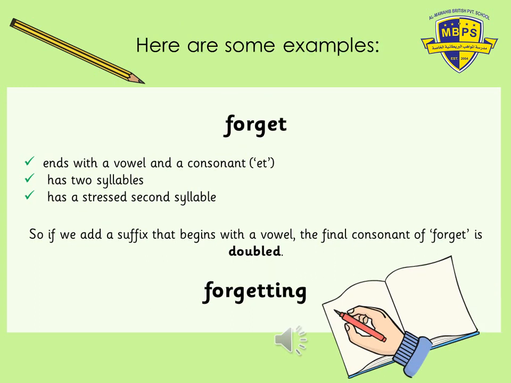Let's have a look at some other examples. The word forget. Forget ends with a vowel and a consonant T. It has two syllables and has a stressed second syllable. So what are we supposed to do? We will double the last letter before adding the suffix. Forgetting. As you can see, we have doubled the last letter T.